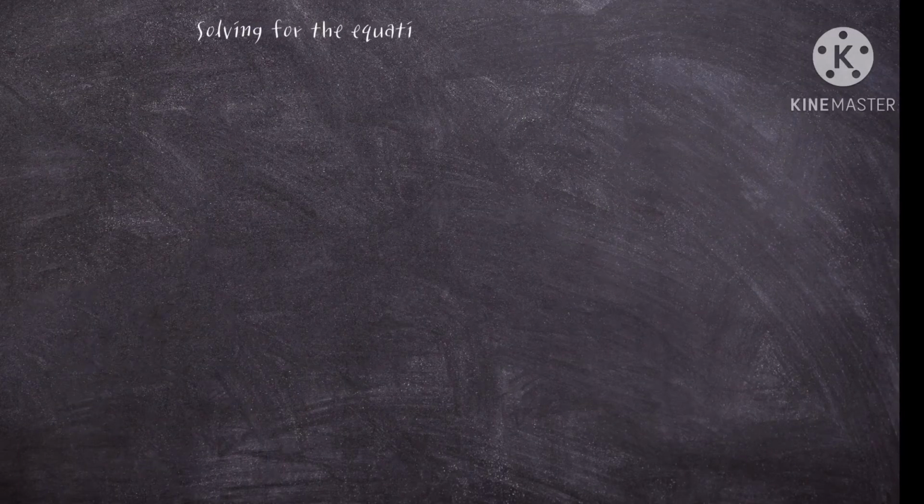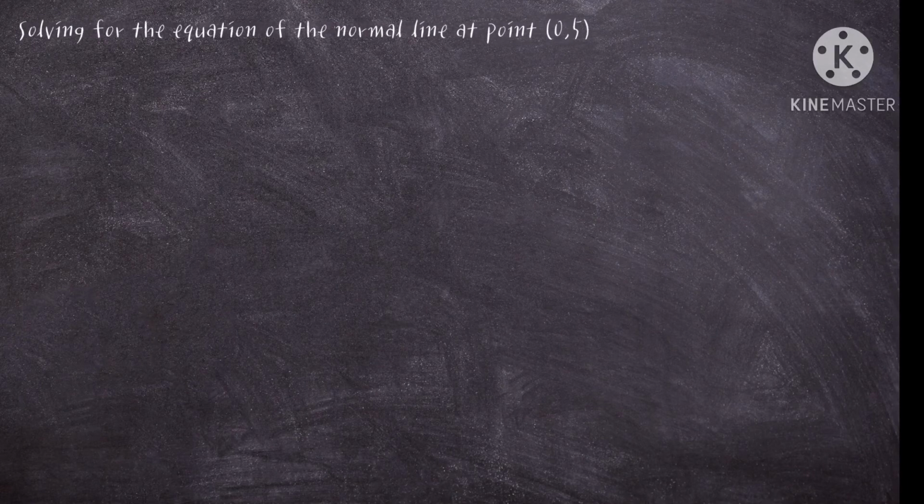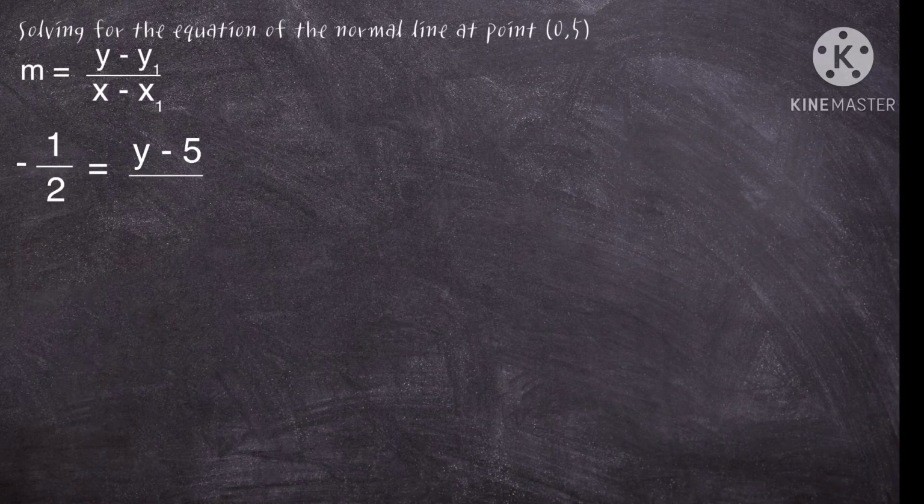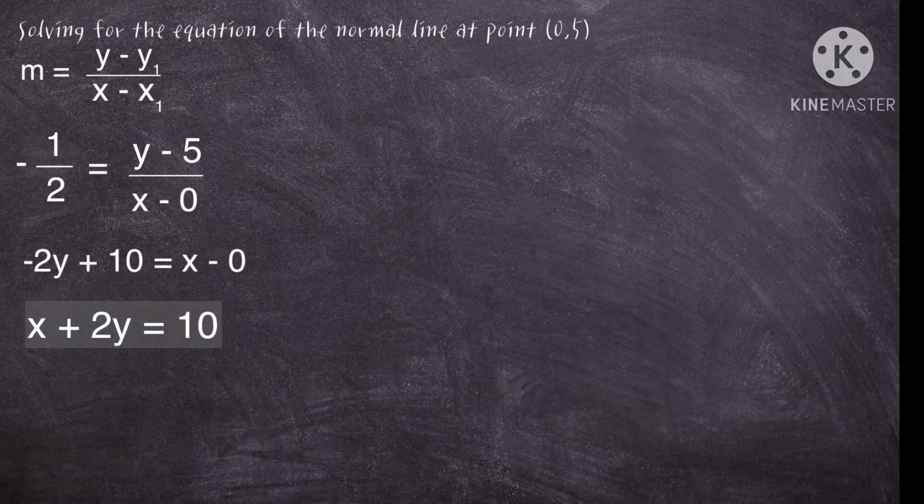In solving for the equation of the normal line at points 0 and 5, the slope is equal to y minus y sub 1 over x minus x sub 1. Our slope here is negative 1/2 equals y minus 5, which is our y sub 1, over x minus 0, which is our x sub 1. We will cross multiply, so the result is negative 2y plus 10 equals x minus 0. Therefore, the normal line at points 0 and 5 is x plus y equals 10.